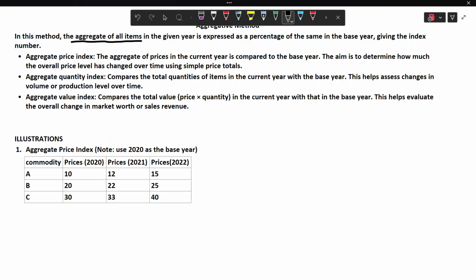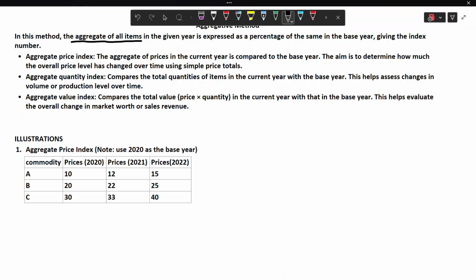For the aggregate price index, we are saying that the aggregate of price in the current year is compared to the base year. So we sum all the prices in the current year and we compare it to the summation of the prices in the base year. The aim is to determine how much the overall price has changed over time using the sample price totals. So we are looking at how much the overall price has changed with reference to the base period.